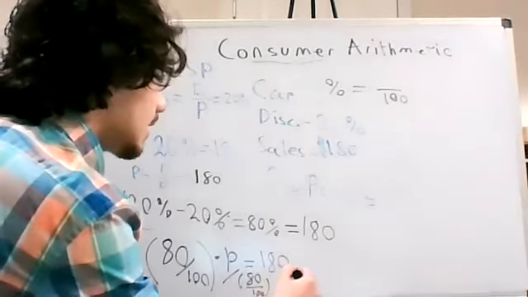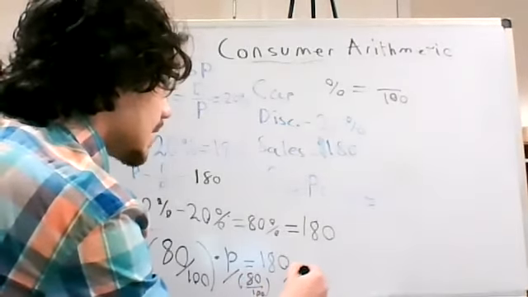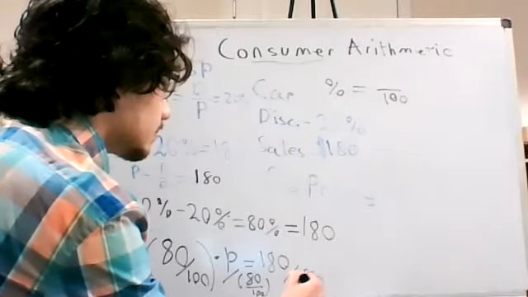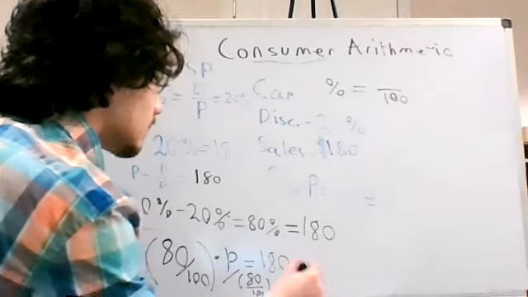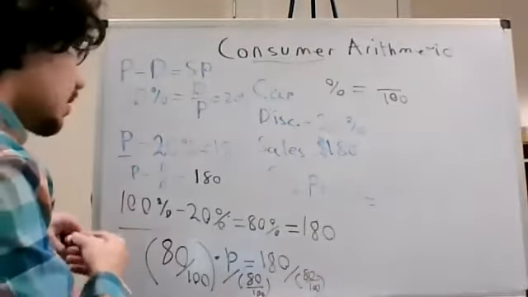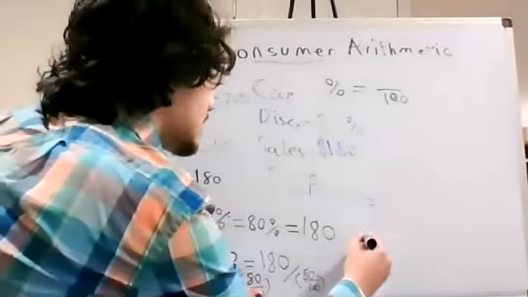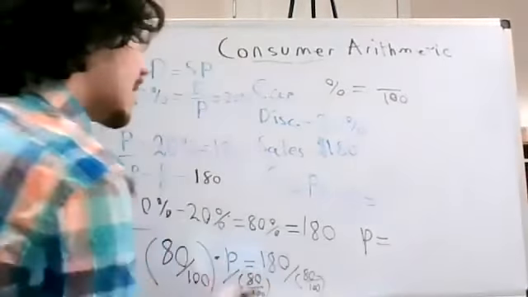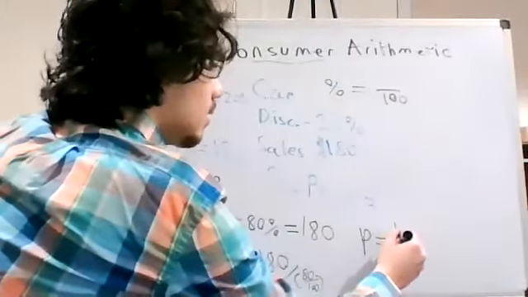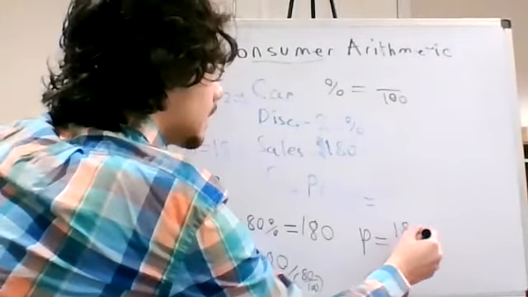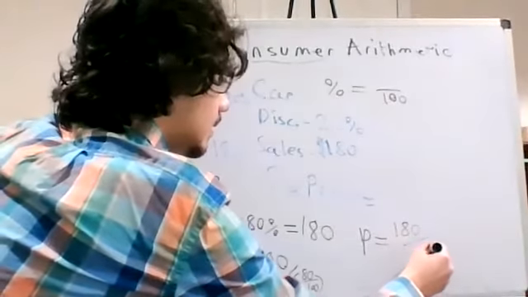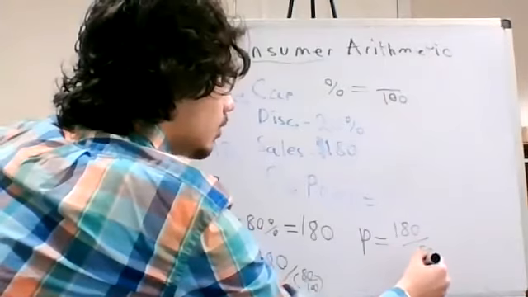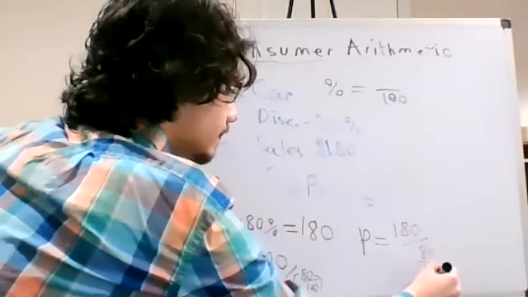And over here, we have to do the same thing, right? Yes, sir. Okay. So now our equation is P equals, so we got P by itself, 180 divided by 80 over 100.